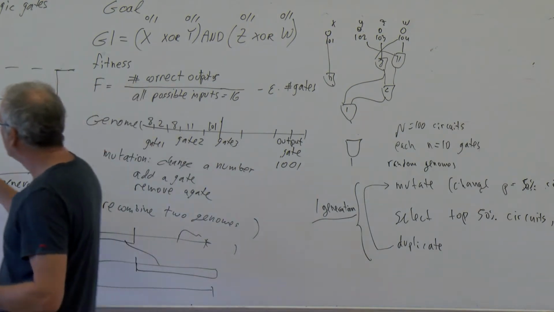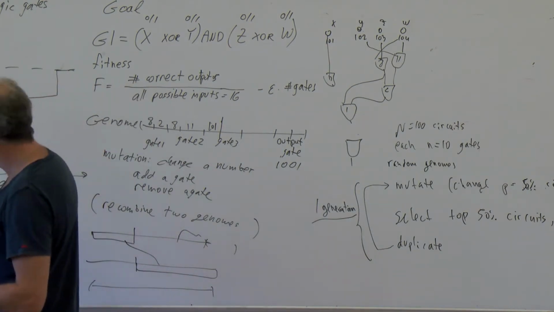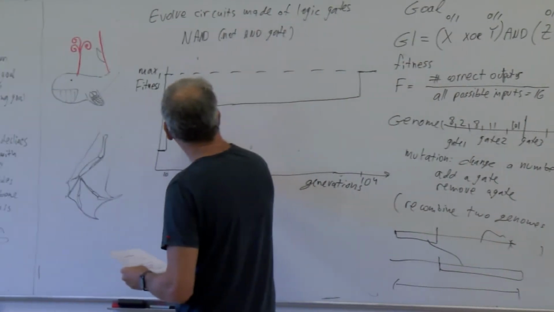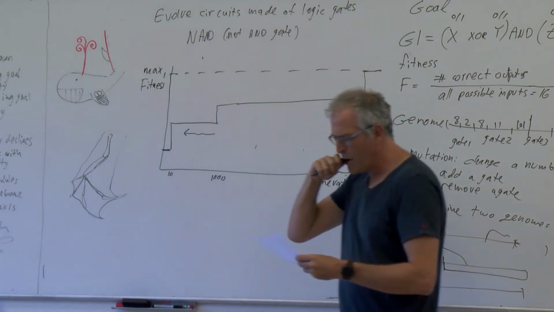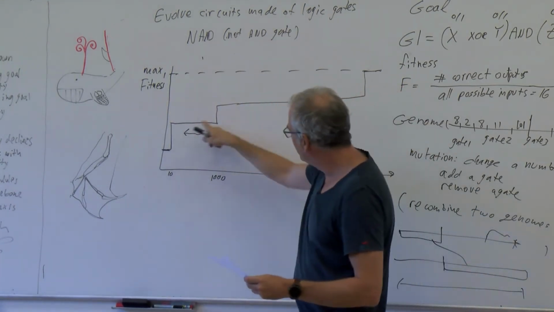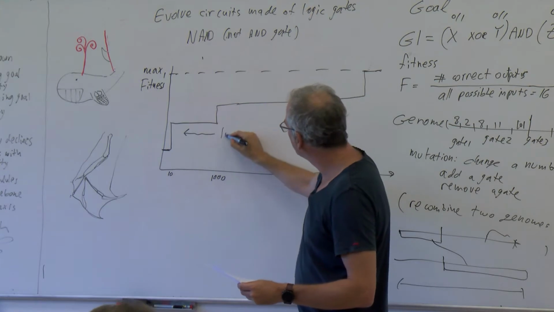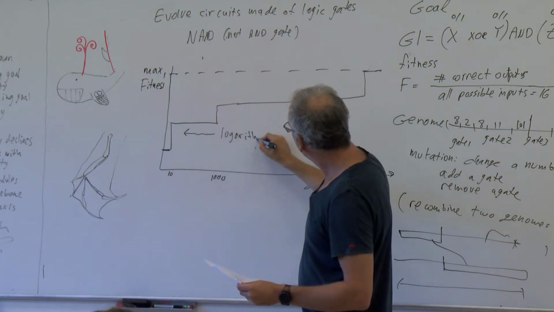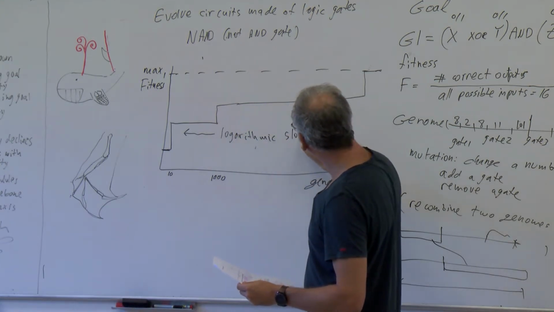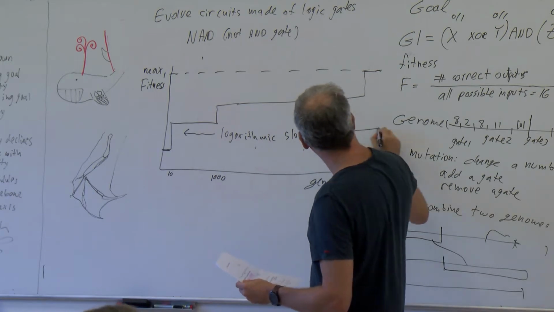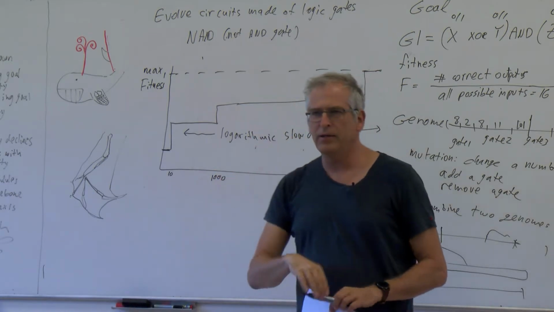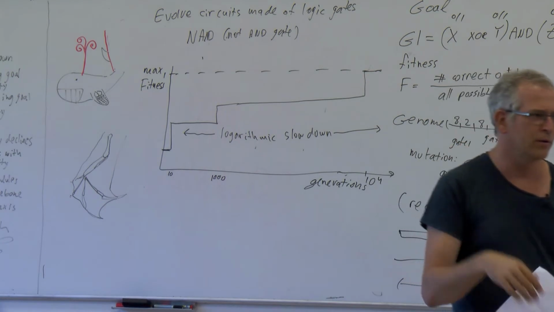Okay. And does this graph repeat itself if you do more? Yeah. The exact timing doesn't repeat, but what does repeat is what's called logarithmic slowdown. This is the curse of deep learning algorithms and all this evolution stuff, that improvements take longer and longer.